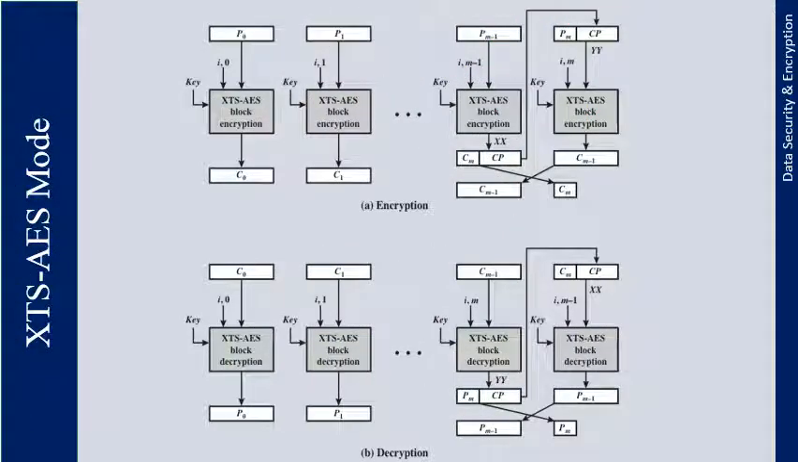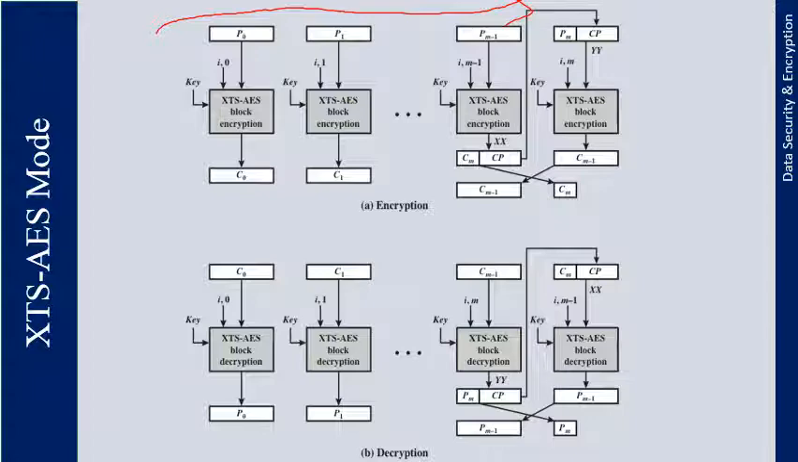So the plain text of a sector or a data unit is organized into 128-bit blocks. Blocks are labeled P0, P1 up to P of M. The last block may be null or may contain any number of bits from 1 to 127. In other words, the input of the AES algorithm consists of M 128-bit blocks and possibly a final partial block.